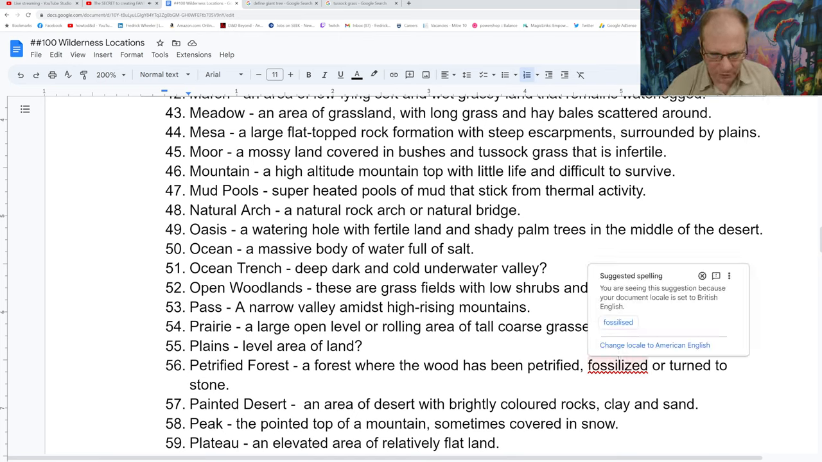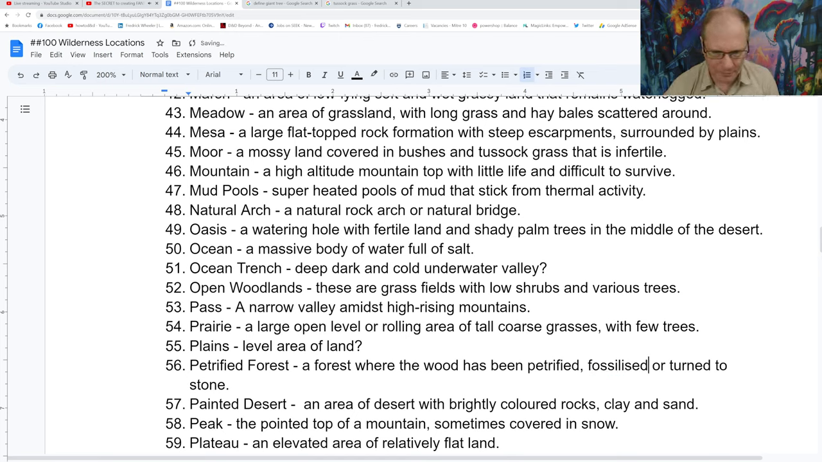Fossilized. Why have I got fossilized? No, we're not American English. I know in the past I would have done all this in American English, but it's driving me nuts, people. I am starting to lose my mind, so I can't do it anymore. I start having trouble pronouncing and spelling stuff. It actually gets very confusing.